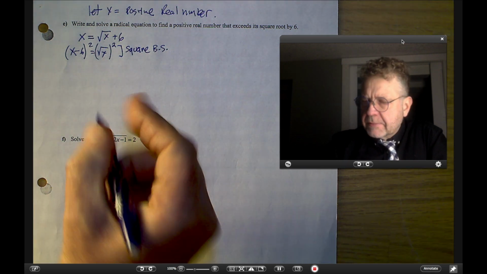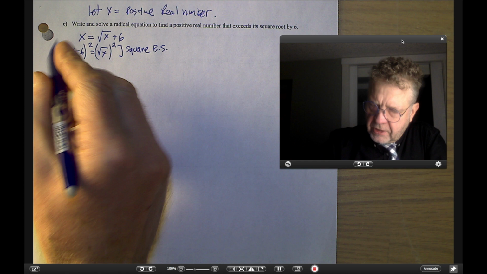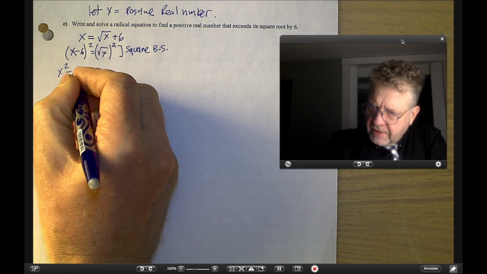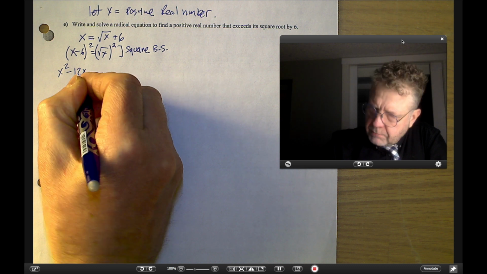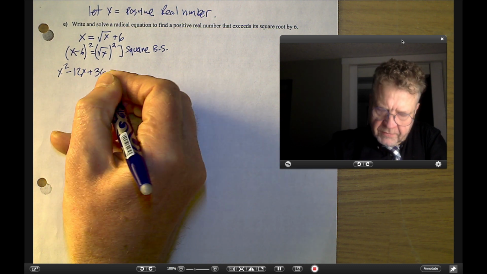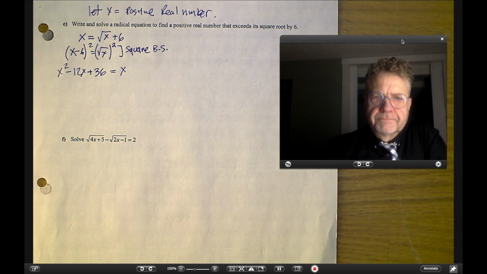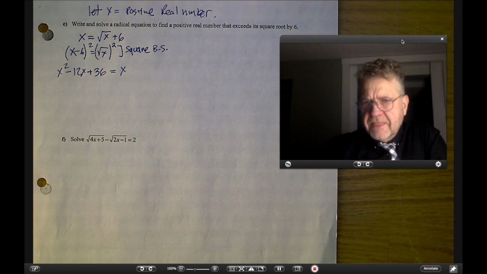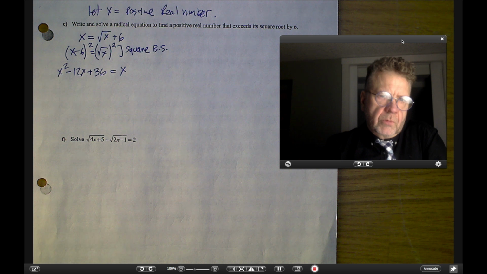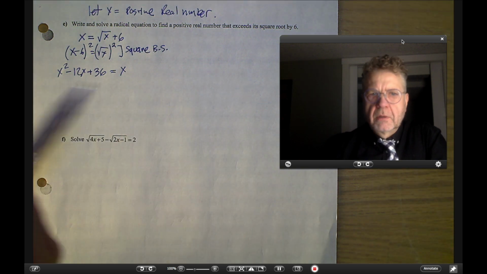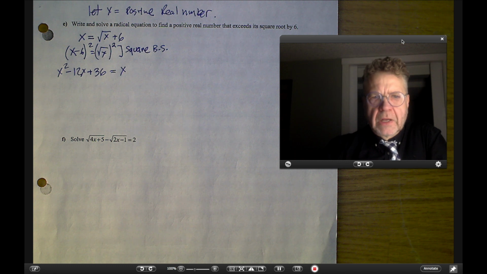On the left side, I'm just going to expand this little binomial here, and I'm going to get x squared minus 12x plus 36. And on the right side, I'm going to get x. And I think you might see where we're going here. We're going to end up with a quadratic, hopefully a factorable quadratic that has 2 roots and therefore 2 values of x.